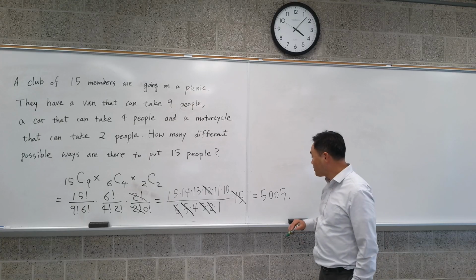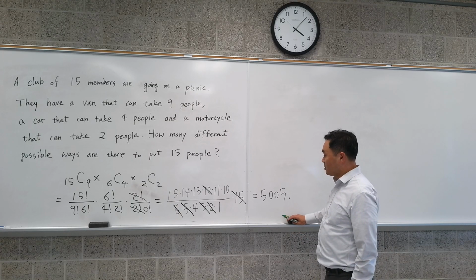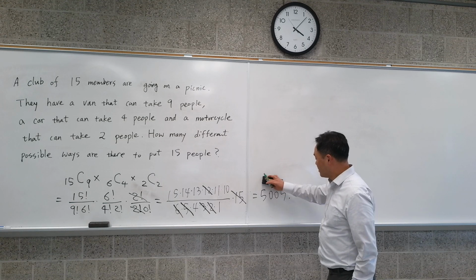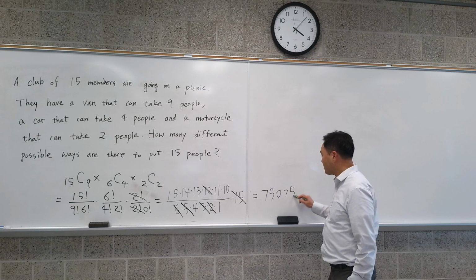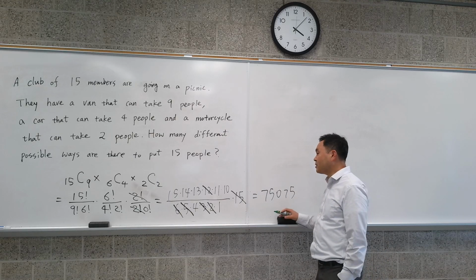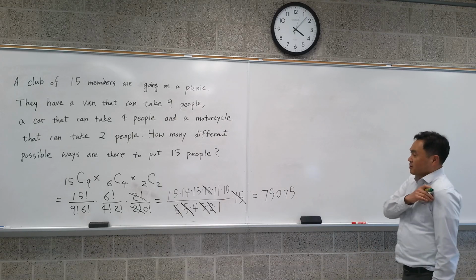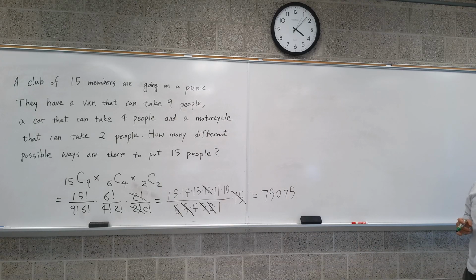Wait, you still have 15 multiplied? It's 75,075. Oh, okay. 75,075. So that's the answer? Yeah. Okay, all right. So, yeah, that's quite a lot, right?